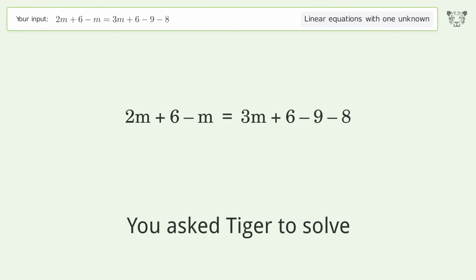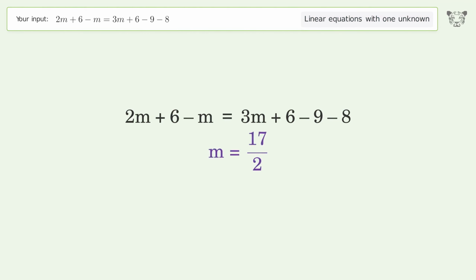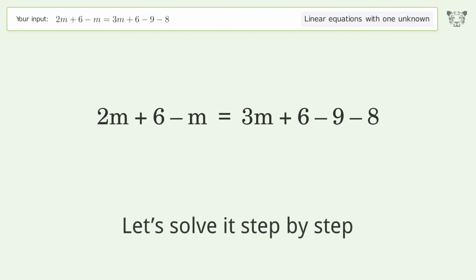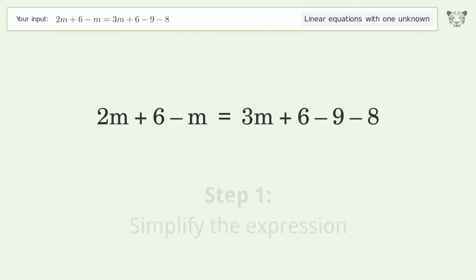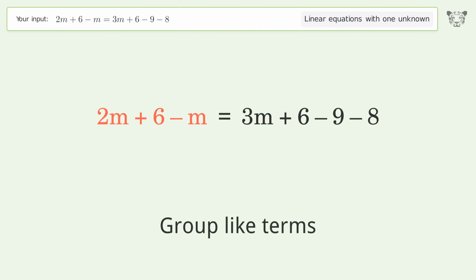You asked to solve this. This deals with linear equations with one unknown. The final result is m equals 17/2. Let's solve it step by step. Simplify the expression. Group like terms.